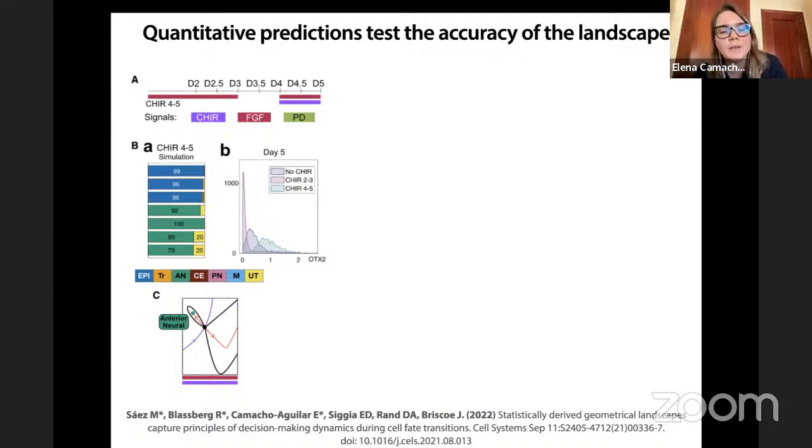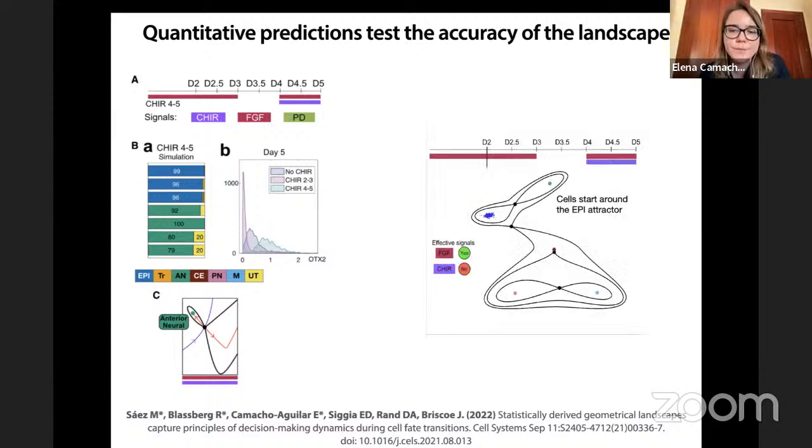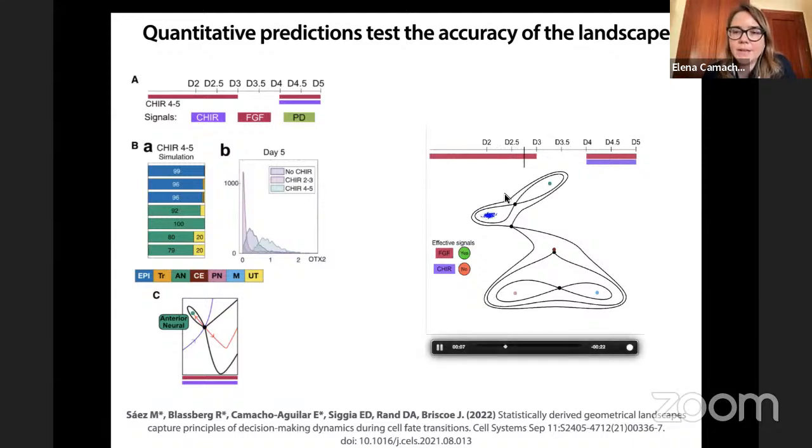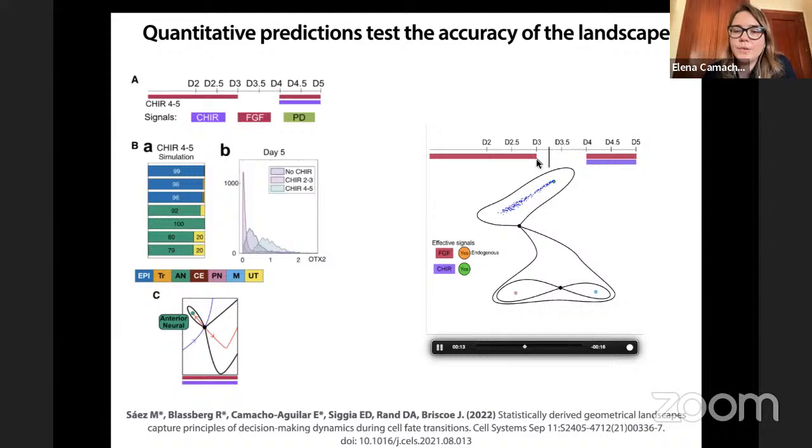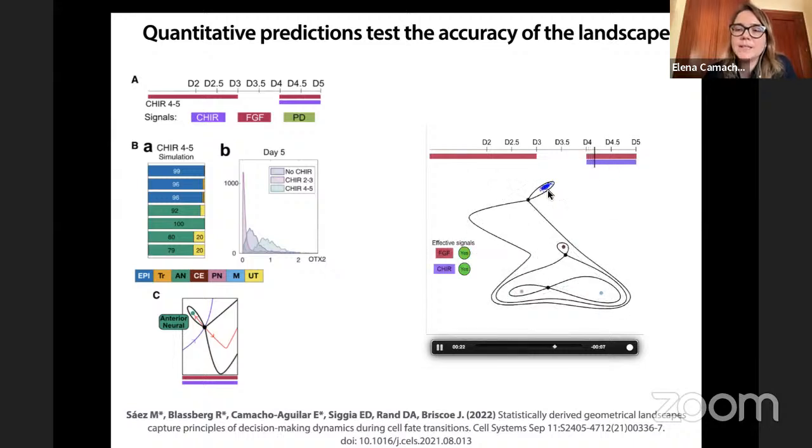So once cells have already committed to anterior neural, our prediction that cells won't become posterior anymore was true. And here I put a video that Mary made, which is very nice. Cells start in the epiblast phase. When you remove FGF, they become anterior neural, and even though you put Chiron or WNT in the system, they will become anterior and they won't de-differentiate anymore to the epiblast stage.